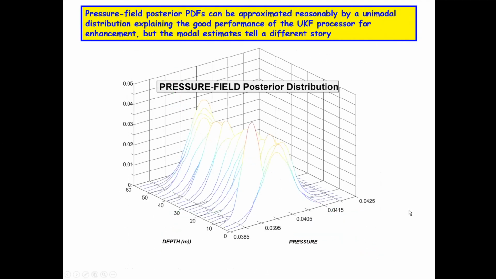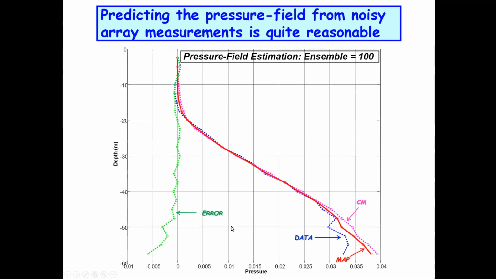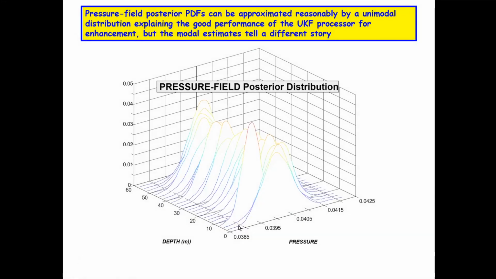If you look at the pressure field distribution, it looks unimodal, which is pretty cool. I also ran what's called an unscented Kalman filter. It's a nonlinear Kalman filter. It's very good. That's the one you want to use. Forget extended Kalman filters. Use the unscented filter.